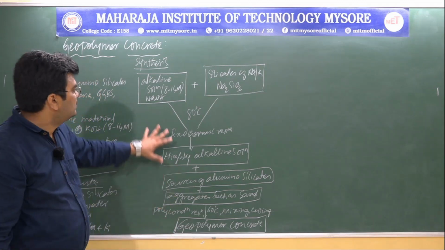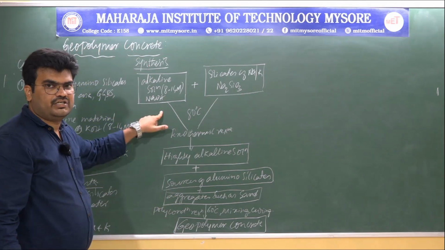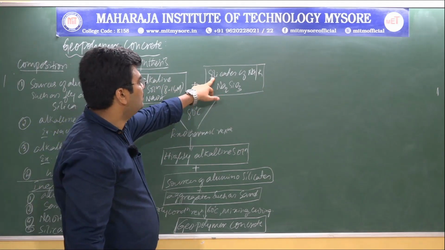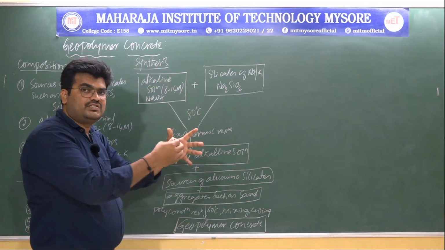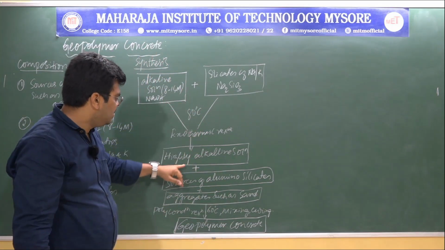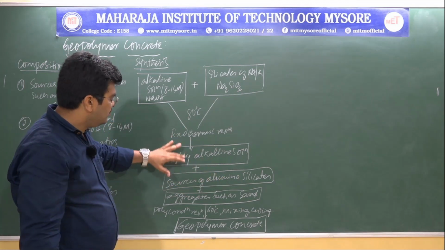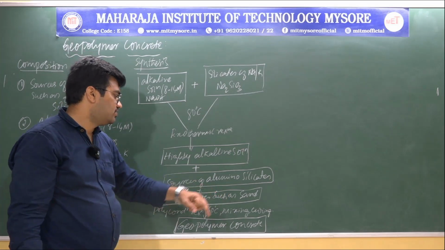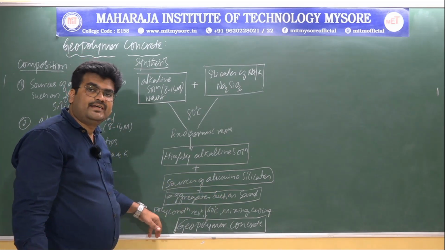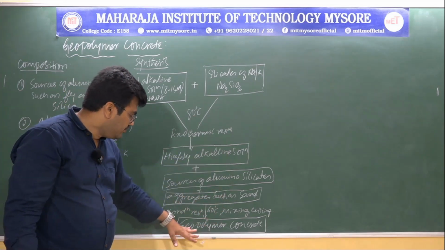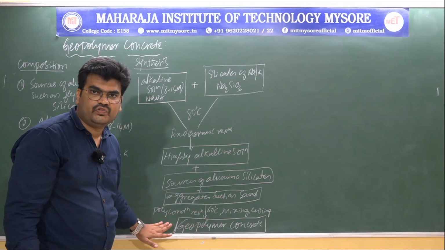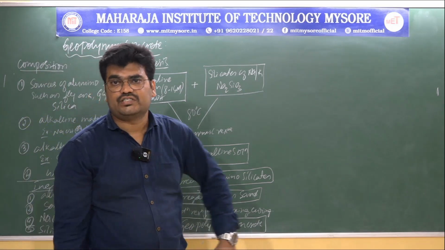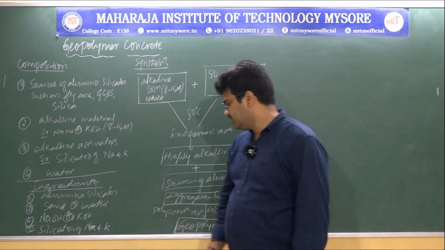This is the flow chart of the synthesis of geopolymer concrete. Understood? You take an alkaline solution in this molar concentration and silicates of sodium or potassium, and if you properly mix these two, through an exothermic reaction you get a highly alkaline solution. If you mix this with sources of aluminosilicates and aggregates such as sand, it undergoes polycondensation reaction at 60 degrees Celsius, and we get geopolymer concrete, right? It is very useful. It exhibits excellent properties compared to conventional cement concrete.